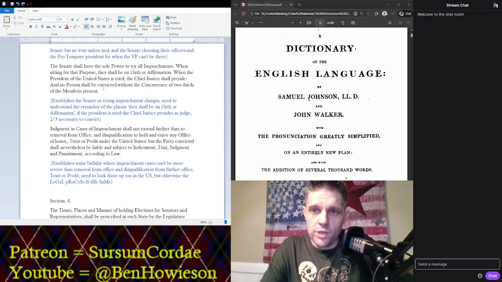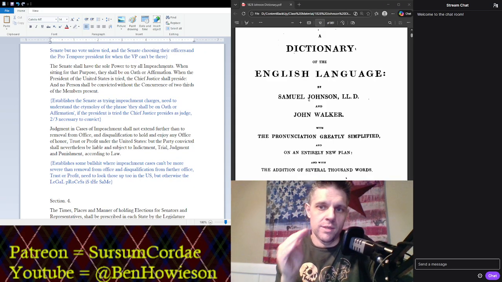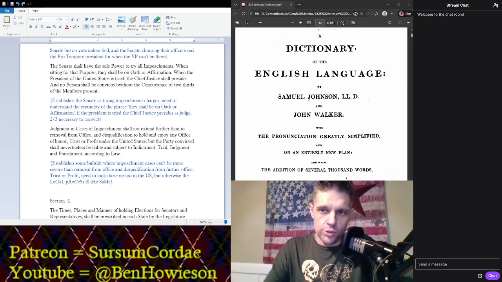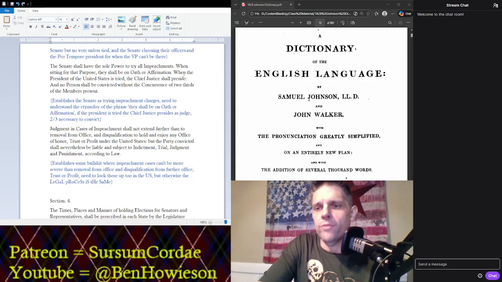The Senate shall have the sole power to try all impeachments. Okay, so now we're getting to it, because remember, the House has the sole power of impeachment. So the House can impeach, but the Senate will be able to legally try, as a court, all impeachments. When sitting for that purpose, they shall be on oath or affirmation.